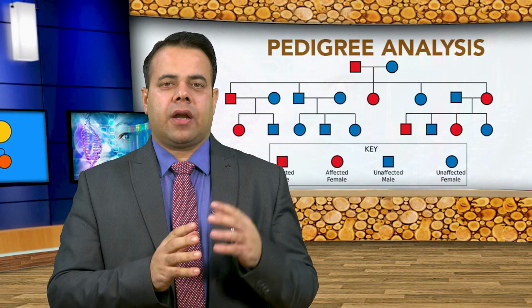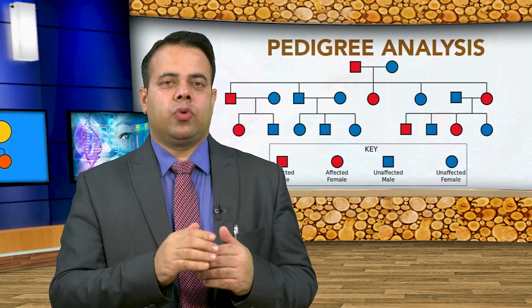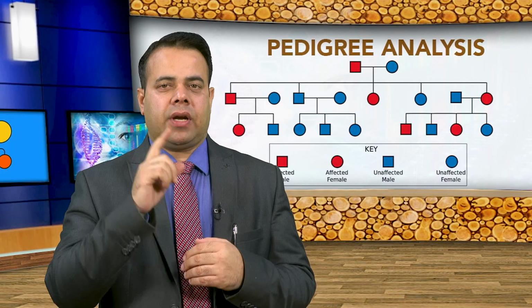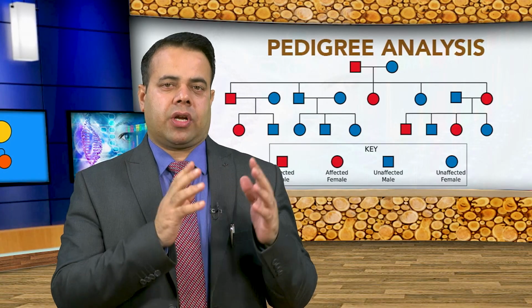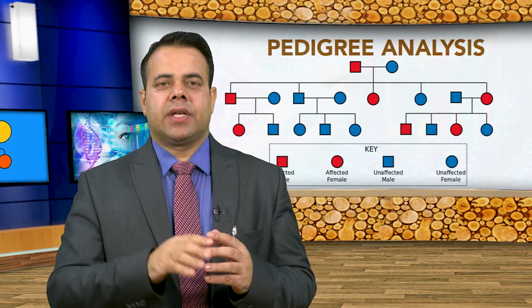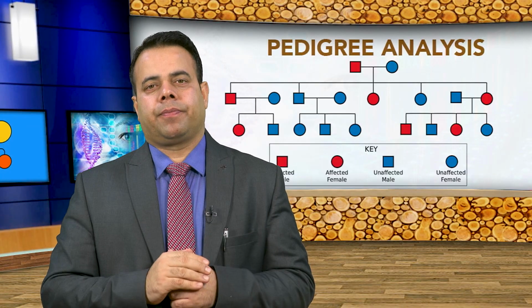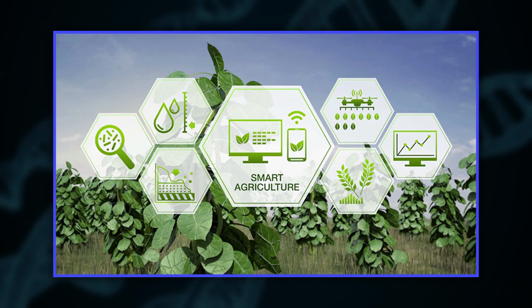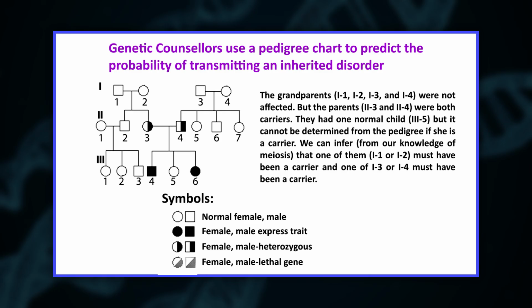These diagrams are used to determine the mode of inheritance of a particular disease, trait, or character, and to predict the probability of its appearance among the offspring. Pedigree analysis is therefore an important tool in basic research, agriculture, and genetic counseling.